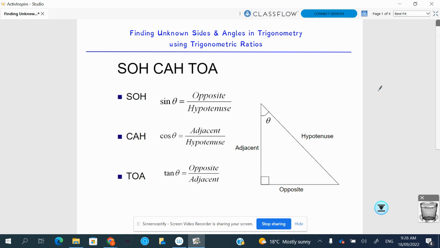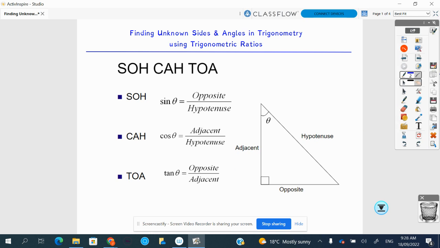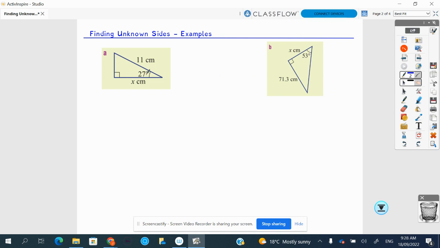Sine theta equals opposite over hypotenuse, cos theta equals adjacent over hypotenuse, and tan theta equals opposite over adjacent. Depending on what information you're provided, you select one of these trig functions to use to solve the problem. Here are a couple of examples.